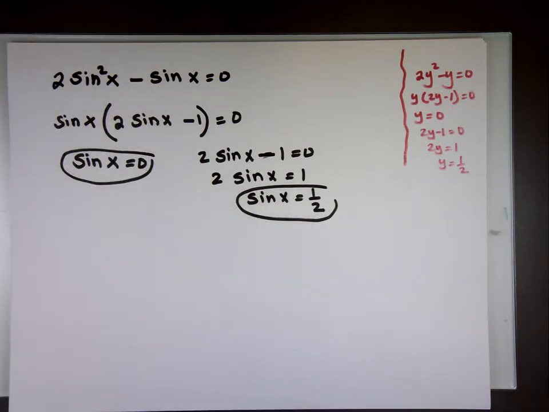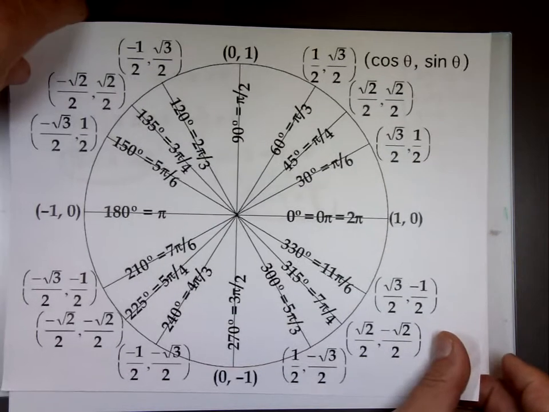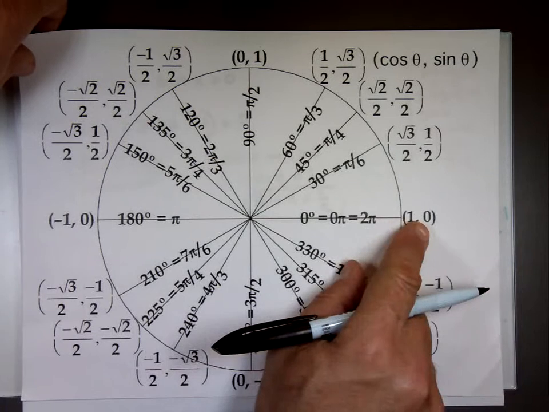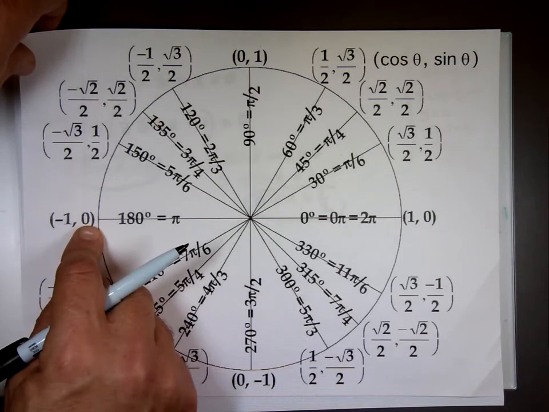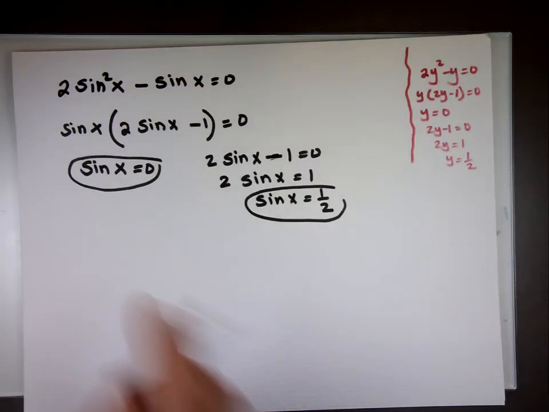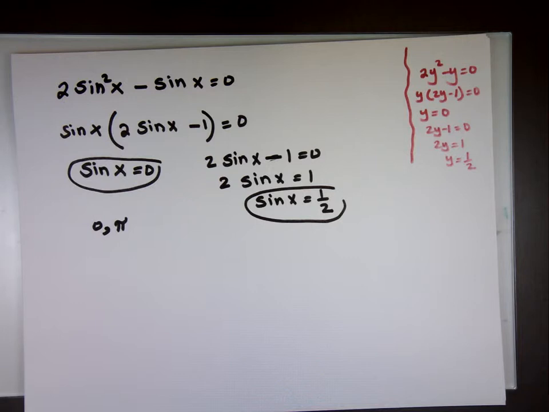So I have to go to my unit circle and find out where the sine is equal to 0. There's my unit circle. I see it as 0 and pi. See them? The sine is the second number. 0 and pi. So the answer to this, 0 and pi. And let's answer this one.